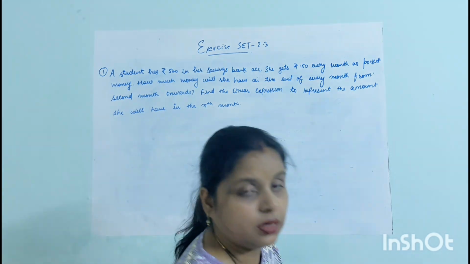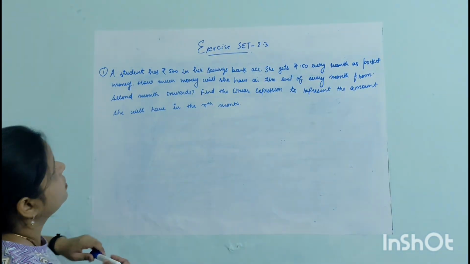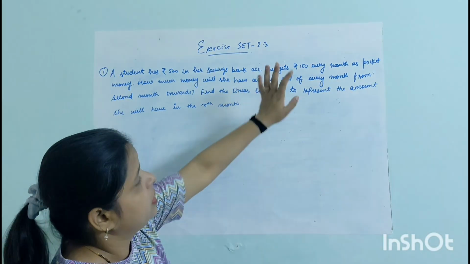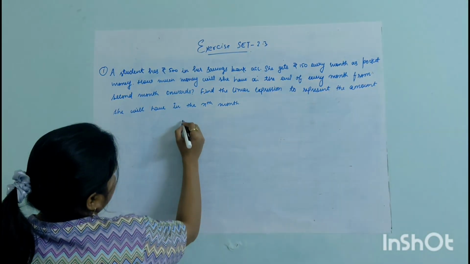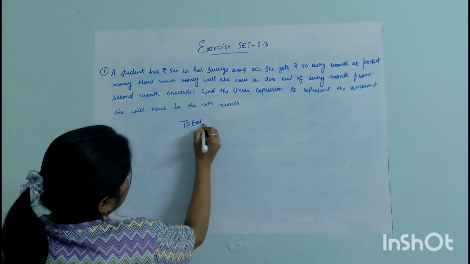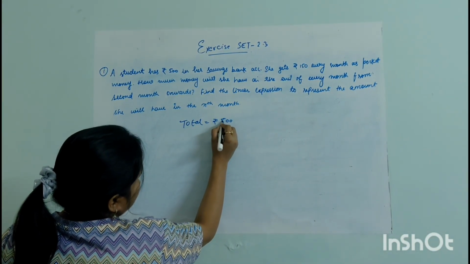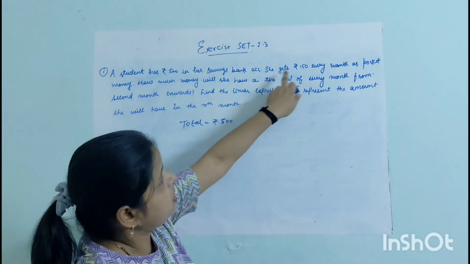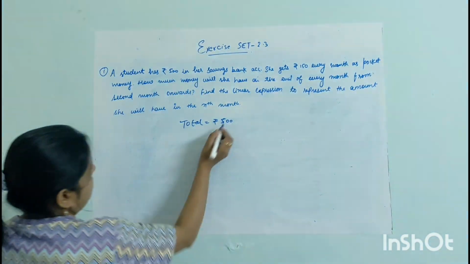So what are they saying? A student has 500 rupees initially in her bank account. That means the total amount is 500 rupees initially. Then she gets 150 rupees next month as pocket money added to this account.